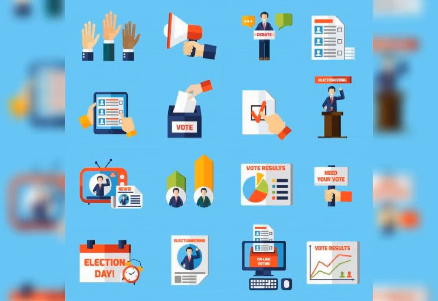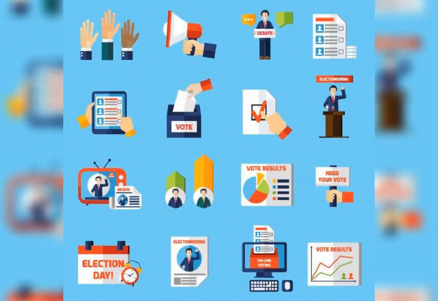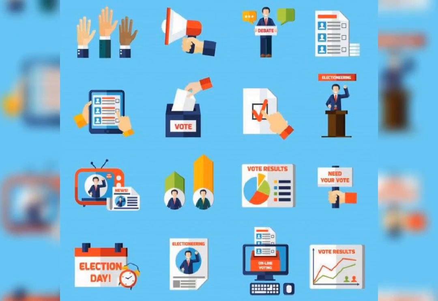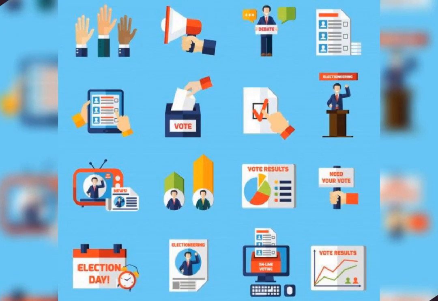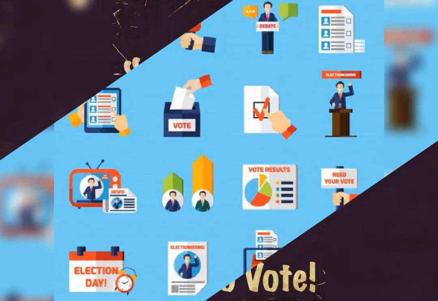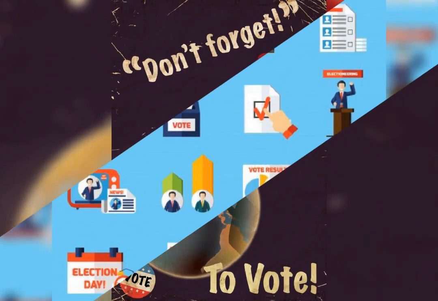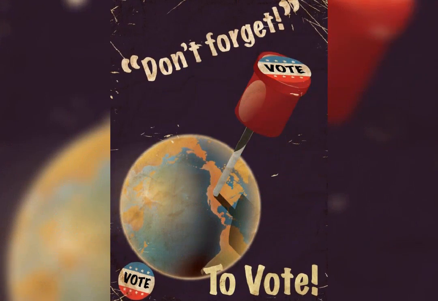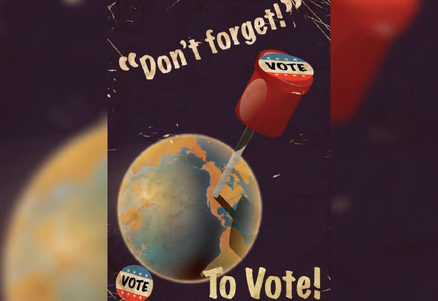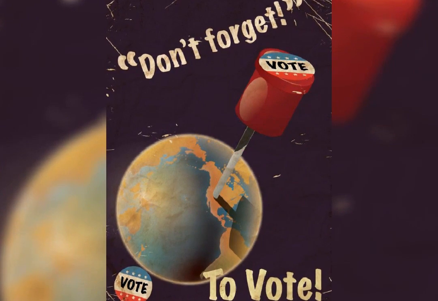Filling of nominations. The candidates who wish to contest the elections have to file their nomination papers with the returning officer of their respective constituencies. The nomination papers have to be accompanied by a security deposit and a declaration of assets and liabilities. The candidates can also be nominated by political parties or can contest as independents.